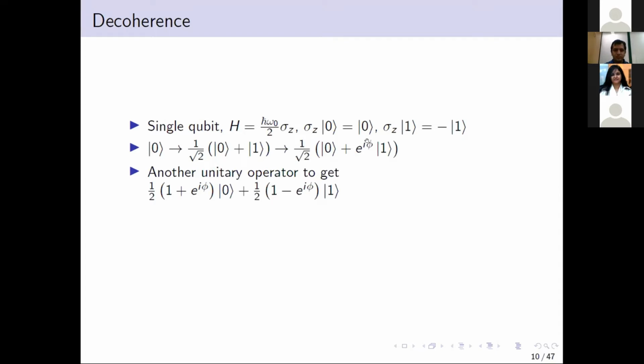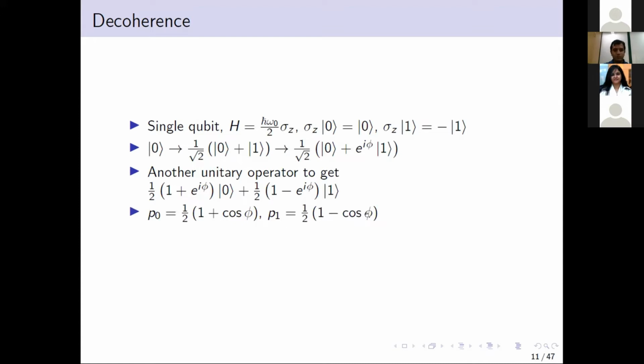Then you can say, okay, I want to read out this phase. One thing you might think is, I'll do a measurement in the sigma z basis. But if you do a measurement in the sigma z basis, with probability half you get state 0, with probability half you get state 1. There is no information about this phase phi. What you should do instead is another unitary operation, another Hadamard gate on this state, and then you get this state. Now you do a measurement in the sigma z basis, and the corresponding probabilities you can very easily work out.